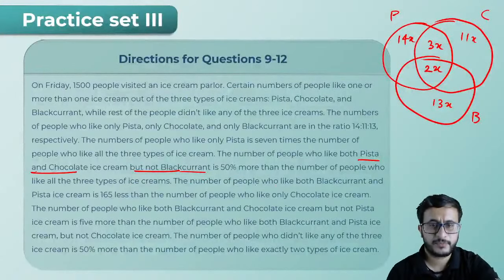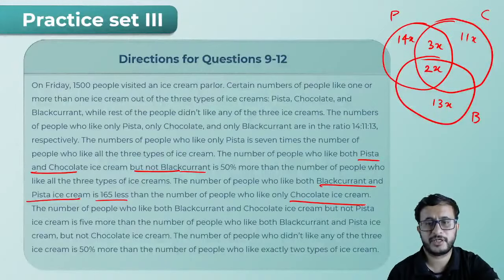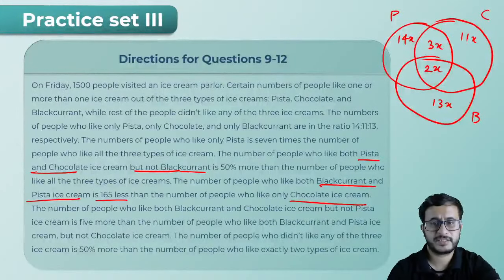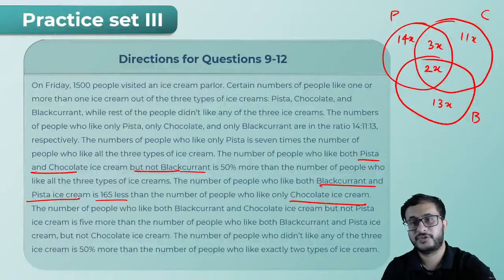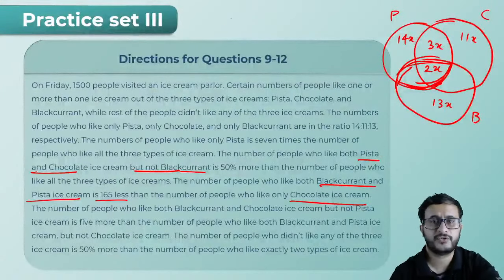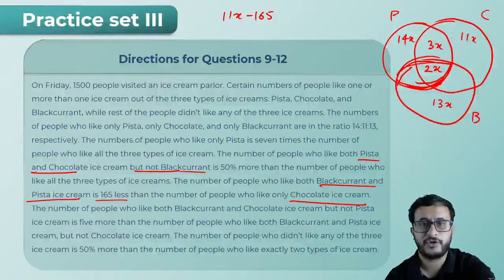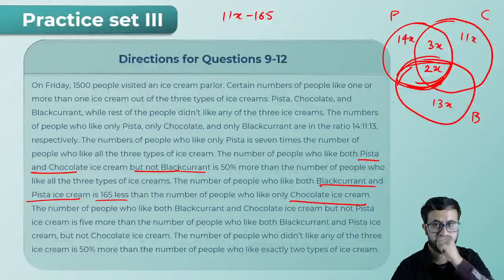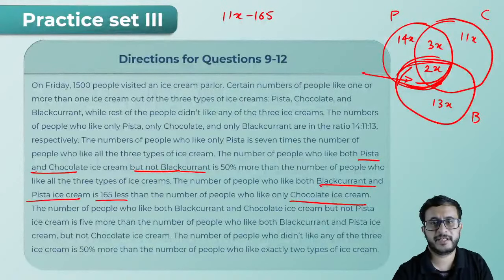The number of people who like both blackcurrant and pista is 165 less than the number of people who like only chocolate ice cream. Only chocolate is 11x. So this is who like both blackcurrant and pista. So this total is 11x minus 165. Now out of this, 2x is in this portion, so this remaining portion will be 9x minus 165.